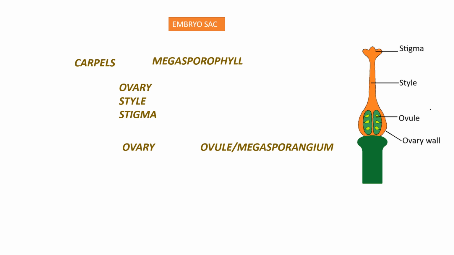These are the parts of gynoecium. This is stigma, this is style, this is ovule, which is inside the ovary, and this is the ovary wall. These parts make the gynoecium. Let us see some more details about ovule. Ovule generally originates from the inner surface of the base of the ovary.